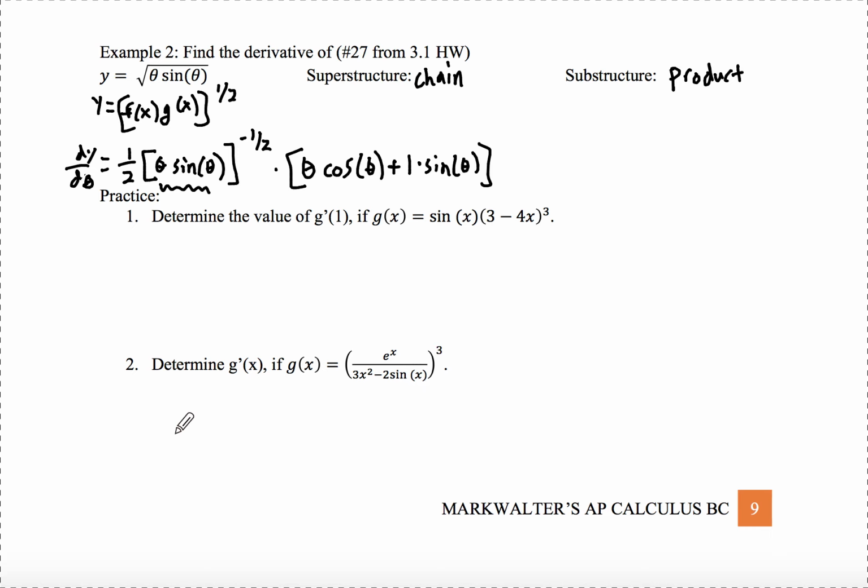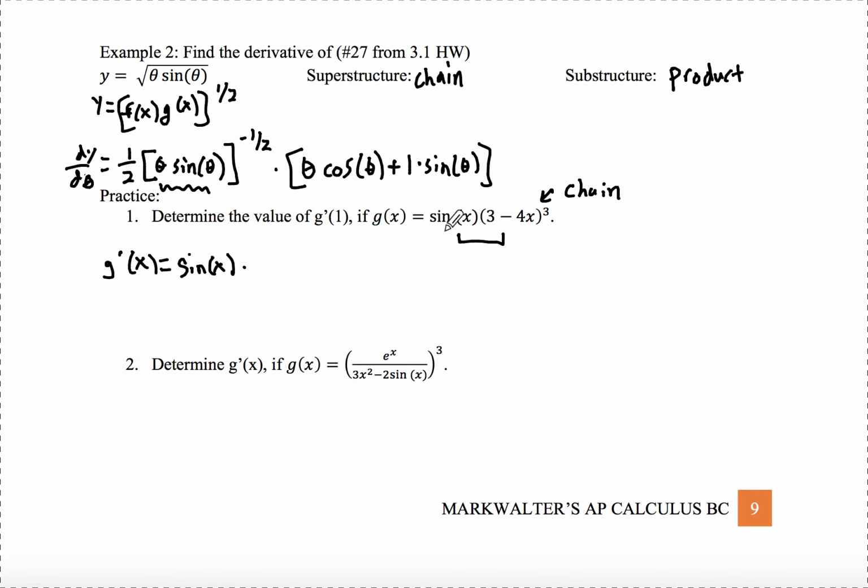All right, let's take a look. Determine the value of g prime of 1 if g of x is this thing here. All right, so we look at our overall structure. It looks like we have a product, something times something, but in that product we also have a chain. All right, g prime of x then. My superstructure is my product rule, so I keep the first times the derivative of the second, but the derivative of the second is going to be a chain rule.